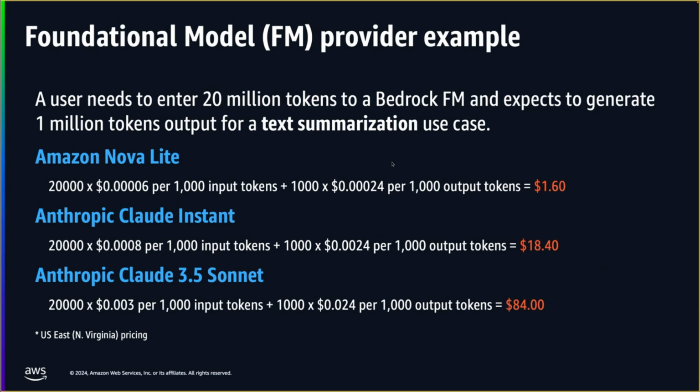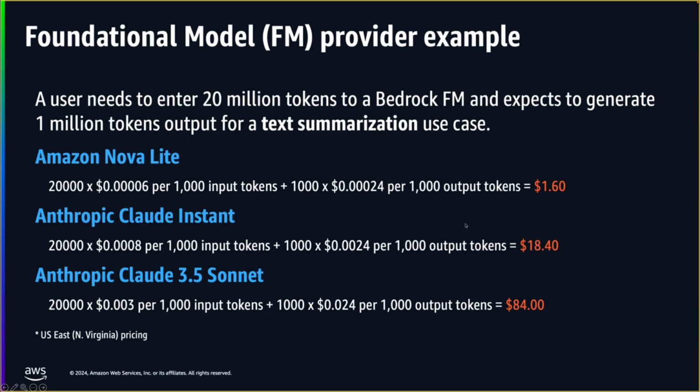So if you pick the Amazon Nova Lite model, I took the pricing, I think for US East 1, the North Virginia region. This is the price per 1,000 tokens. So I just took the amount of input tokens multiplied by price, and the amount of output tokens multiplied by price. With Amazon Nova Lite, it will cost me $1.60. If I use larger models like Anthropic Claude Instant, the same task will cost me $18. If I use Anthropic Claude 3.5 Sonnet, it will cost me $84.